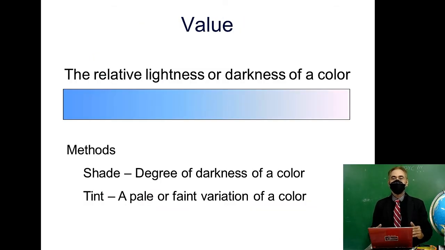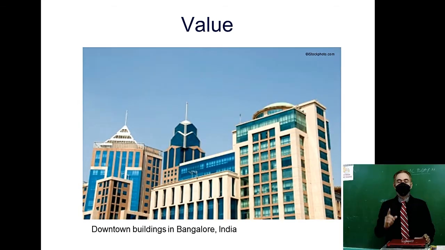Value is the relative lightness or darkness of a color or of any color. Methods: shade, the degree of darkness of a color; tint, a pale or faint variation of a color. How can you apply value of colors in the facade of your building? Like this one, it uses only two colors: the downtown buildings in Bangalore, India.